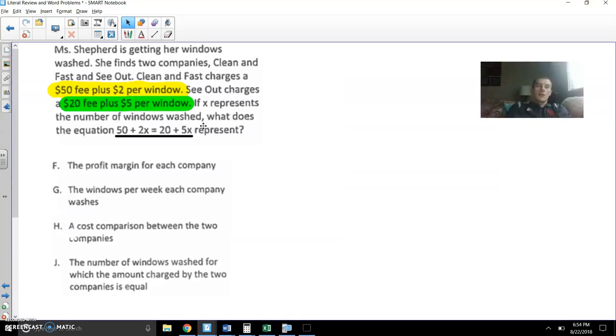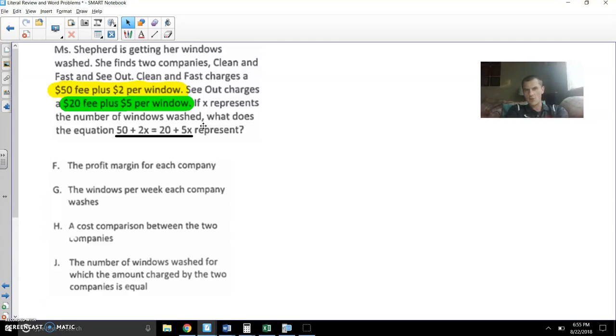Miss Shepherd is getting her windows washed and she finds two different companies. I'm currently trying to get new windows in my house. Windows are pretty expensive, so I plan on shopping around. I'm thinking about several different things. I'm thinking about the price per window plus the installation. So definitely an important skill to have so you don't spend more money than you need to.